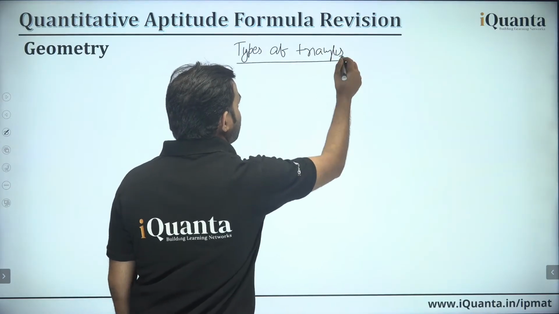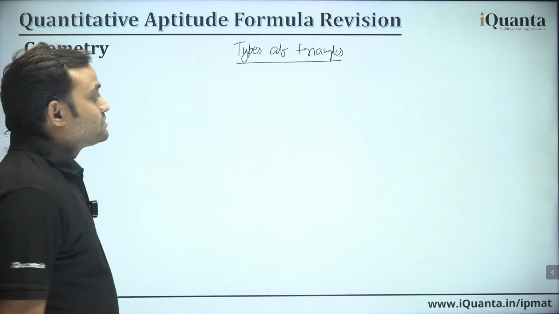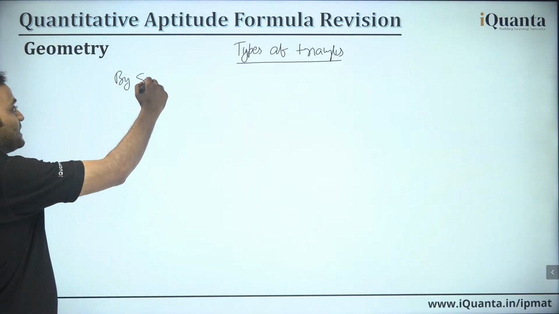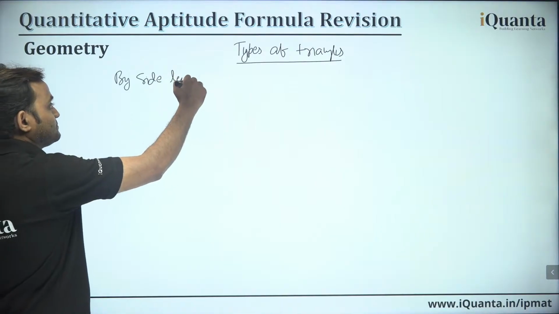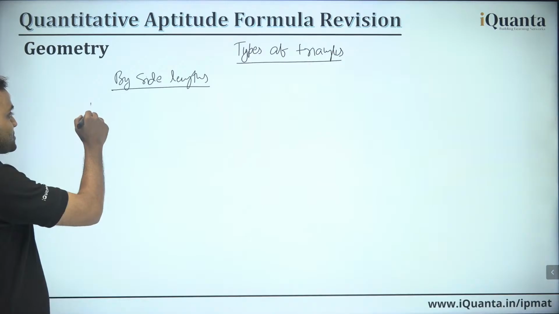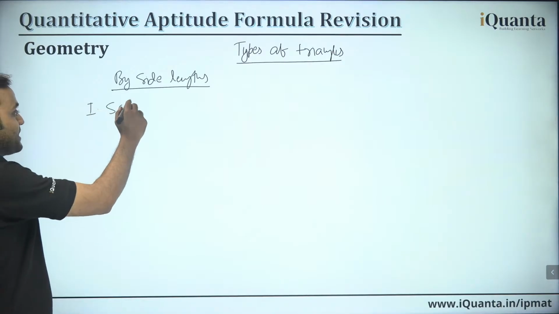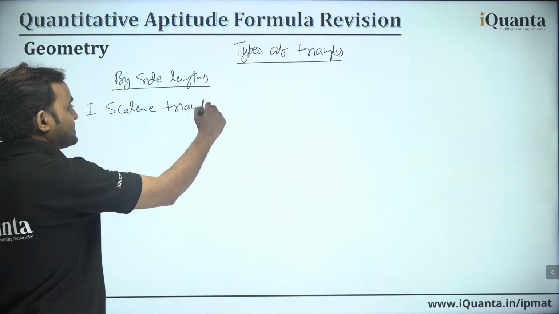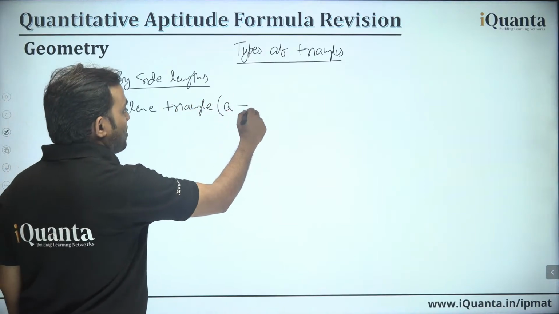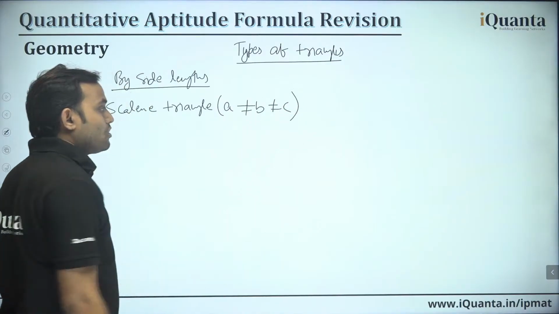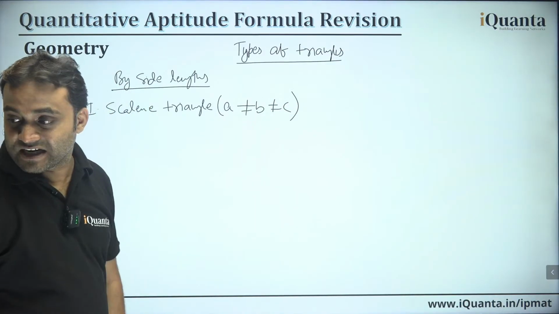Now, apart from this, again, in any triangle, what can we say about different types of triangles? Different types of triangles. So, one of them will be by side lengths. By side length, the first triangle is the scalene triangle. In a scalene triangle, all the sides are unequal to each other. Okay, all the sides are of distinct length.